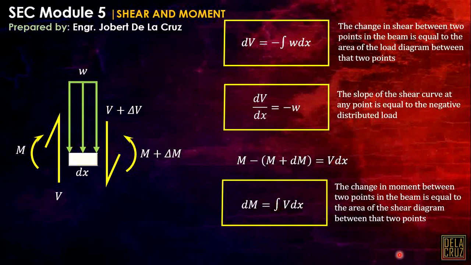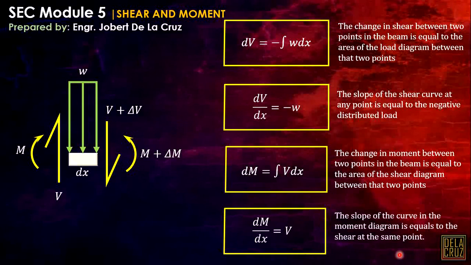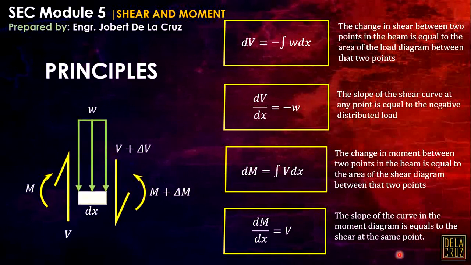Now again, we will cross multiply our dx here, then it will create the slope, and that slope is the curve. The slope of the curve in the moment diagram is equal to the shear at the same point. Okay, so these are the principles that are important in drawing the shear and moment diagram.